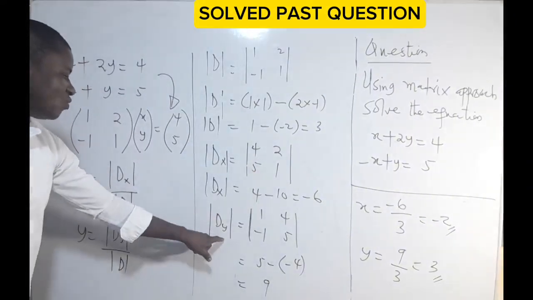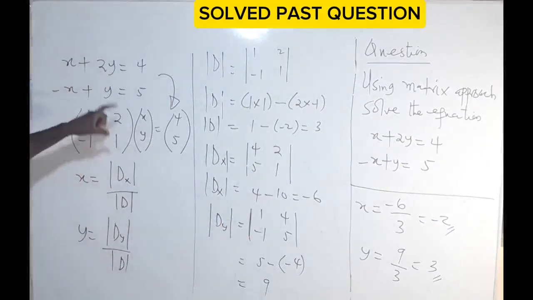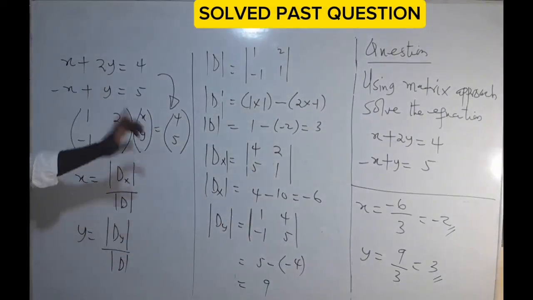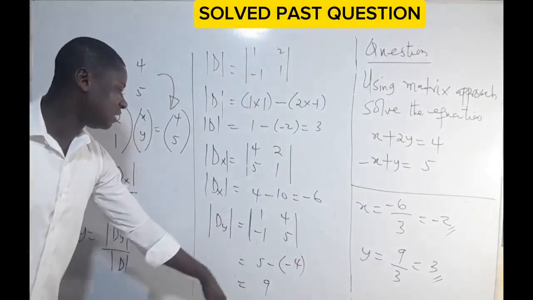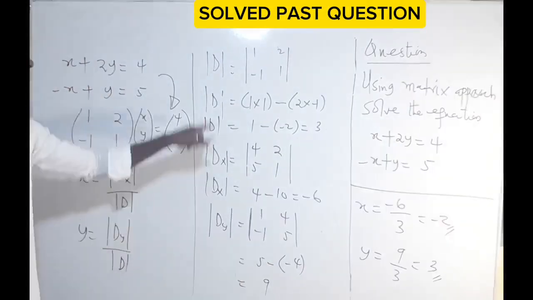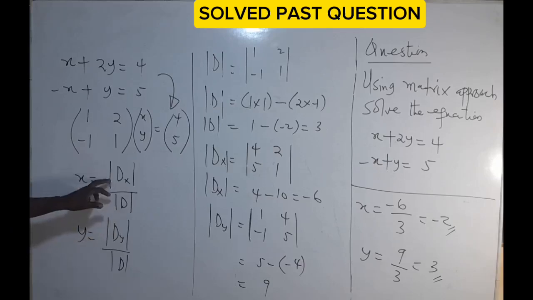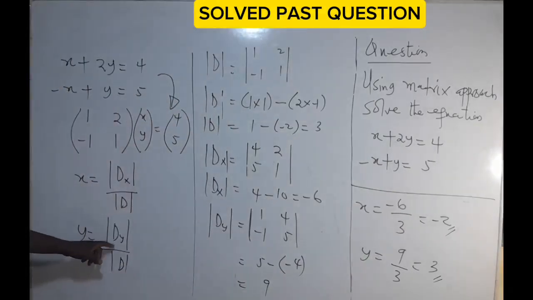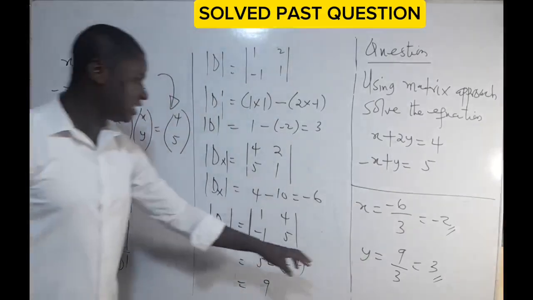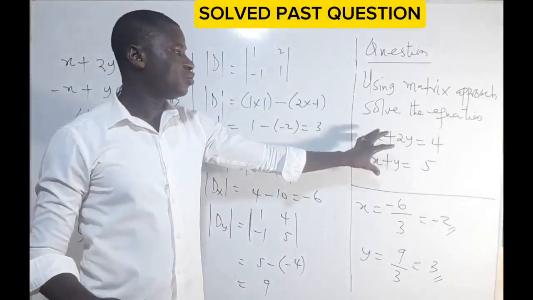When we come to dy, take note that the x coefficients, 1 and minus 1, will be here. But instead of the coefficients of y, that is 2, 1, they will be replaced by the constants 4, 5. So that's how we find dx, dy, and d. When you divide the determinant of dx by the determinant of d, you get x, and that is how we have minus 2 here. When you divide the determinant of dy by the determinant of d, you get 9 over 3, that is 3. And so in general, that is how we use the matrix approach to solve simultaneous equations.